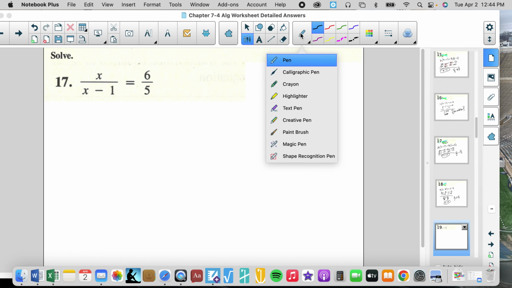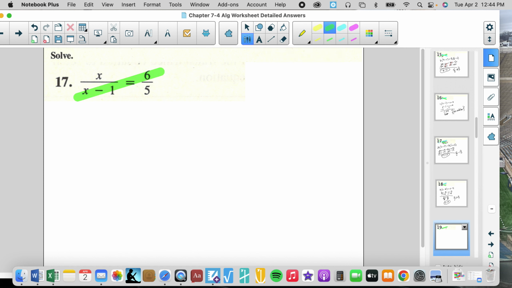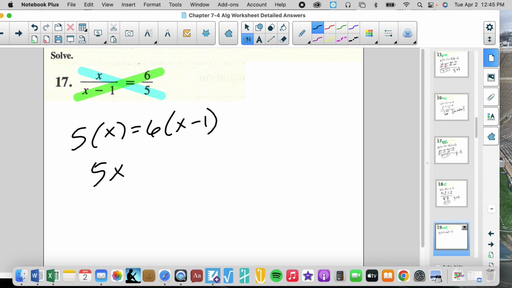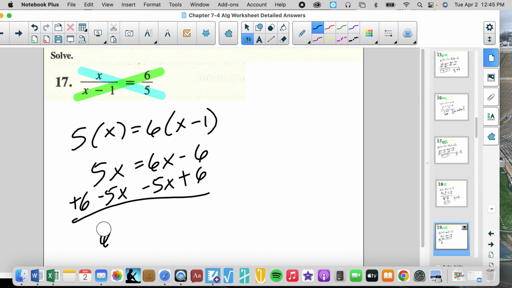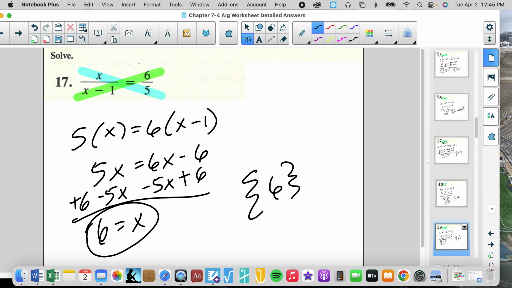We're going to cross product. And we get 5 times x equals 6 times x minus 1. 5x equals 6x minus 6. Well, now I'm going to do this. I'm going to add 6 over, and I'm going to subtract 5x. And I get 6 equals x. And if I plug 6 into the denominator, it does not make 0. So I get 6 over 5 if I eyeball it.